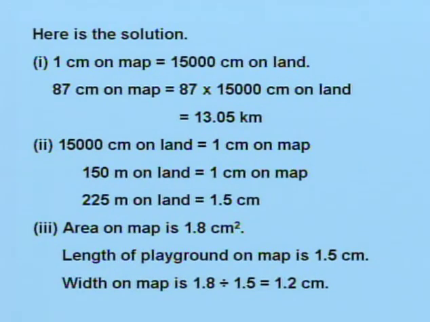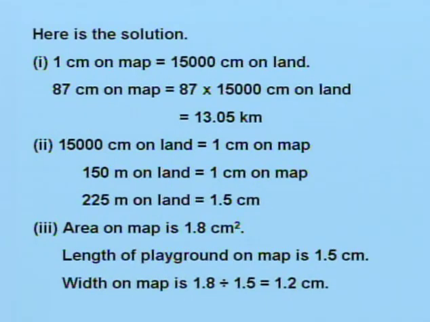Then we work out what 225 meters on land will be. And when the calculation is done, we'll have 1.5 cm. So on the map, 225 meters on land will be 1.5 centimeter.